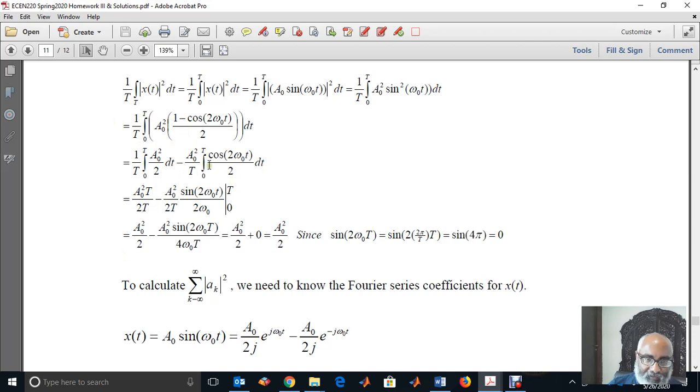The integration of the second part is A naught squared over 2T. The integration of cosine is sine 2 omega naught t over 2 omega naught. Evaluated from T to 0, it will be A naught squared sine 2 omega naught T. But what is sine 2 omega naught T? Substitute omega naught equals 2 pi over T. It will be sine 4 pi, which is equal to 0. So the result is A naught squared over 2.